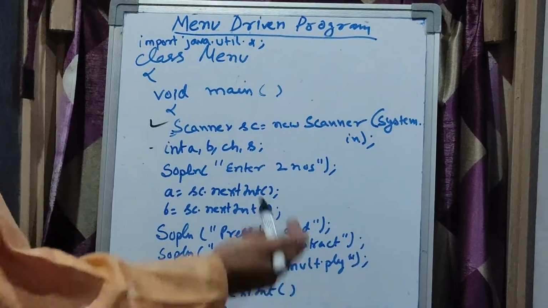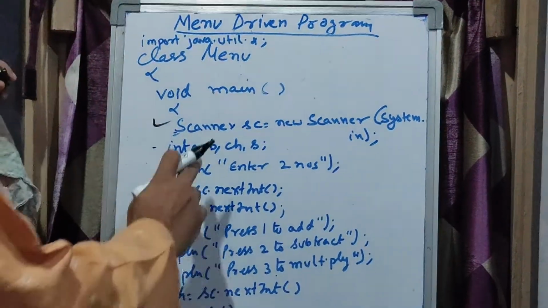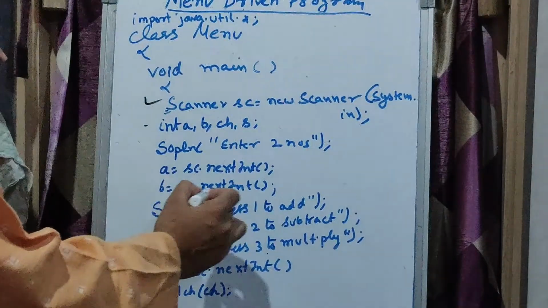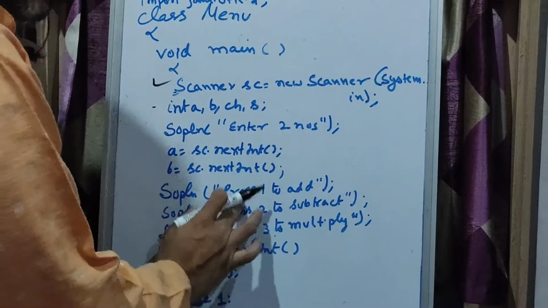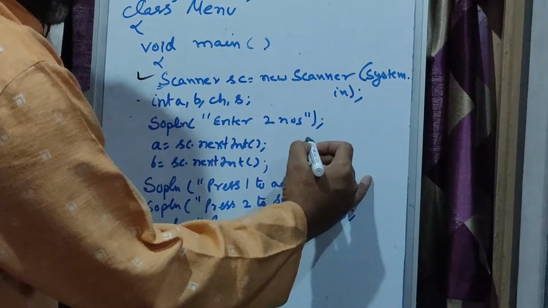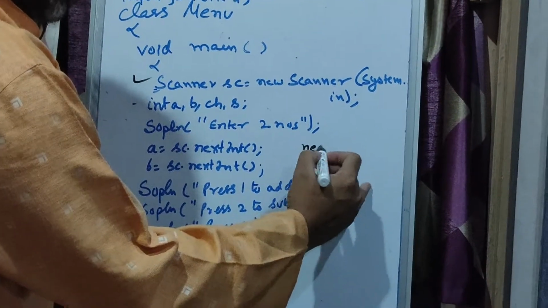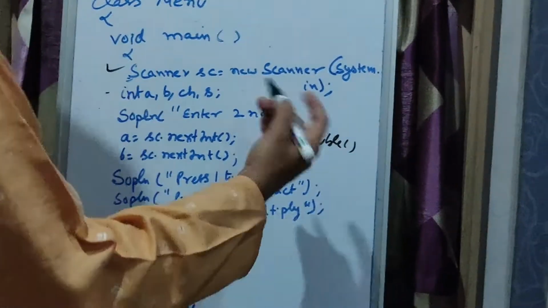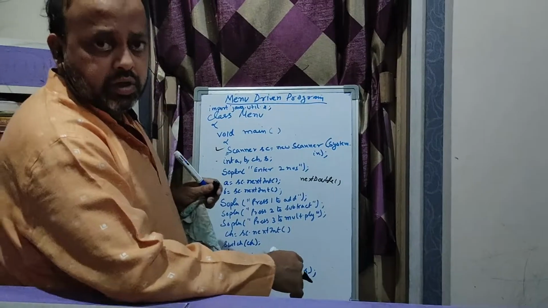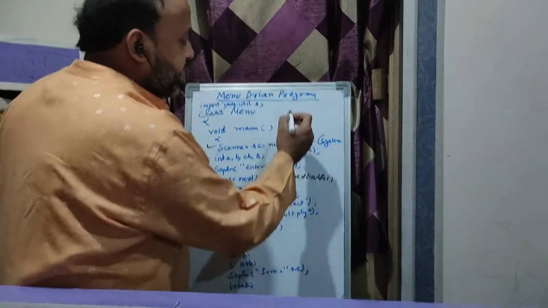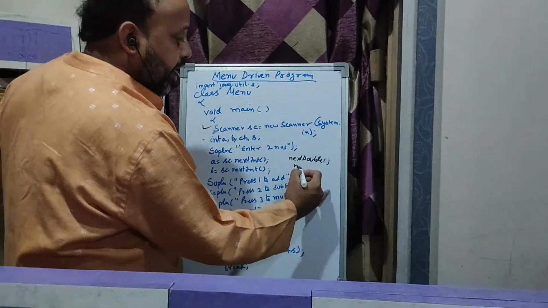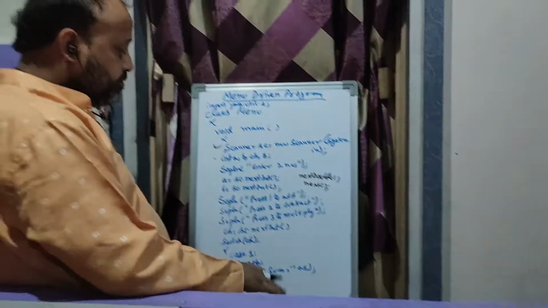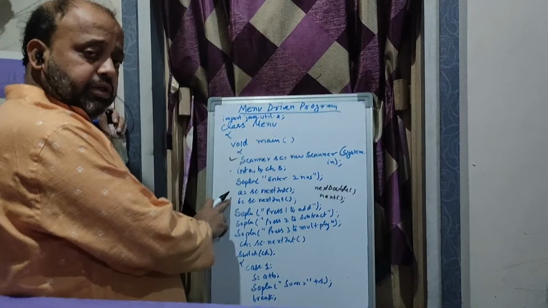First thing what I have done, I have taken two numbers as my input. Enter two numbers, number a sc.nextInt, number b sc.nextInt. Since they are integer, it is nextInt. Suppose I need double, then I will make it nextDouble, right? If it is float, nextFloat. In case we needed a string, it would have been next or nextLine. We'll discuss later.